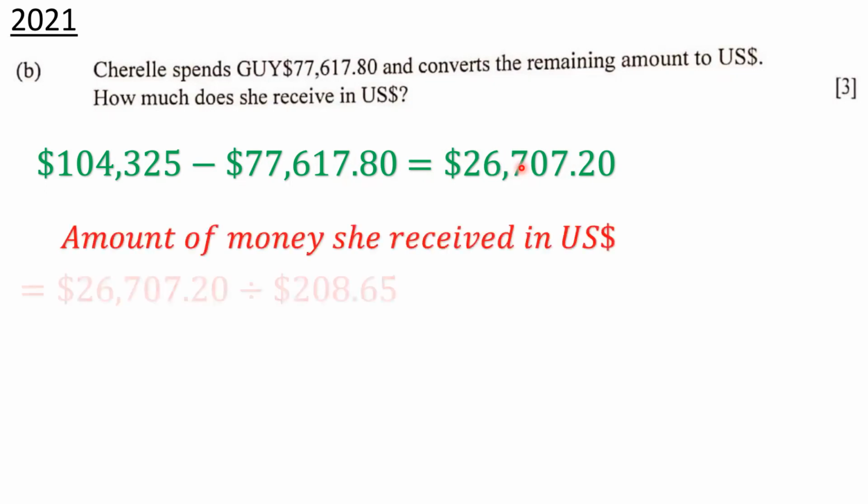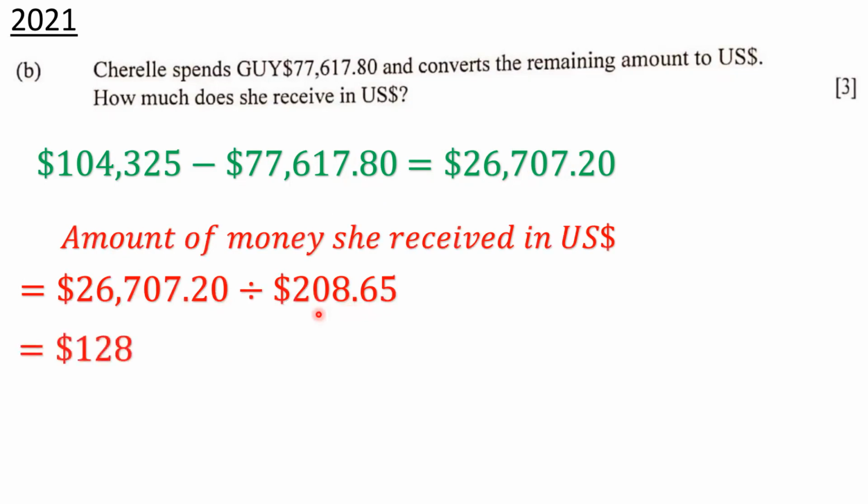And so we're gonna take that amount and convert that back into US. We're gonna do that by dividing. So we're gonna take $26,707.20, and we're gonna divide that by $208.65. Dividing, we get $128. So she has currently $128 in US money, right?